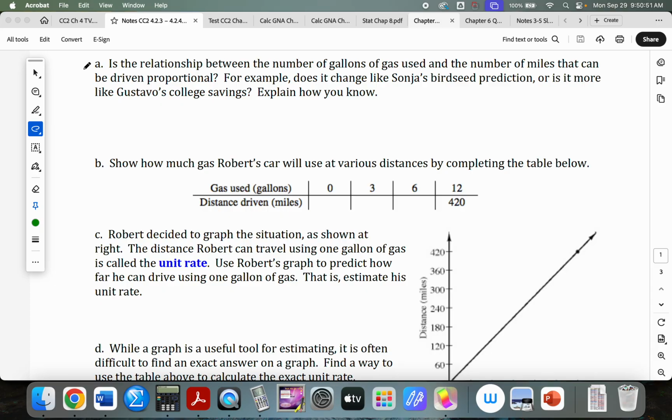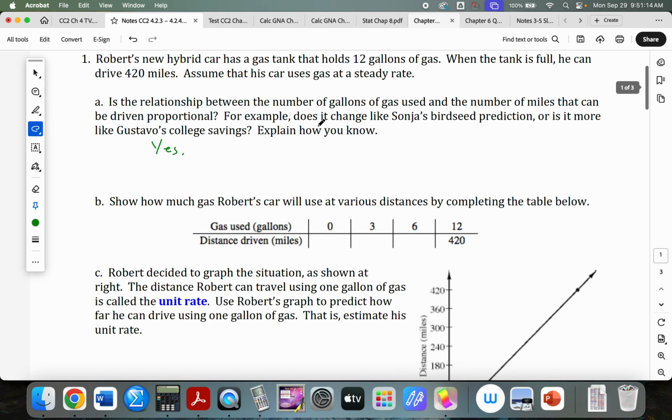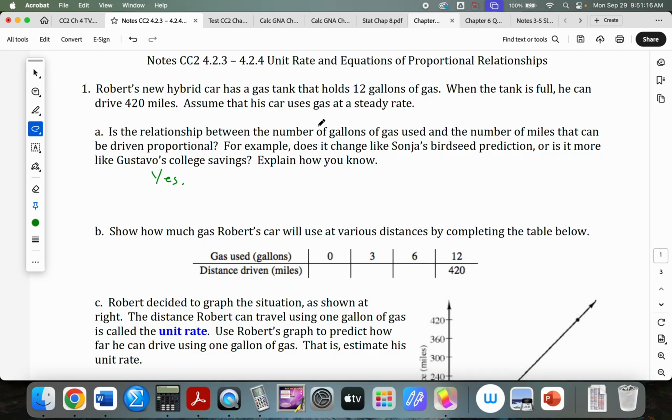I think it's correct. Hopefully all of you have answered this at this point, so everyone has an opinion. So by a show of hands, how many of you think it is proportional? All right, everybody thinks it's proportional. It's just that no one said anything. So, yes. Now let's explain how we know.